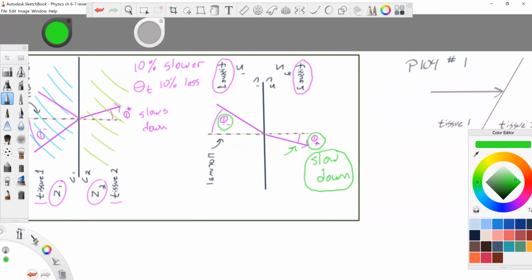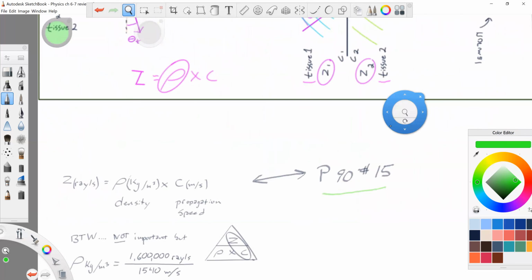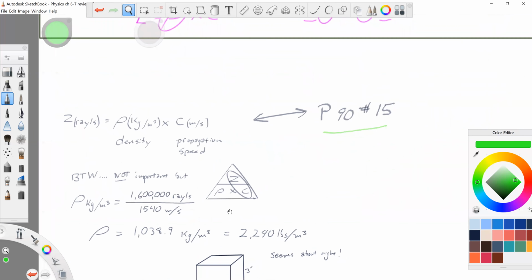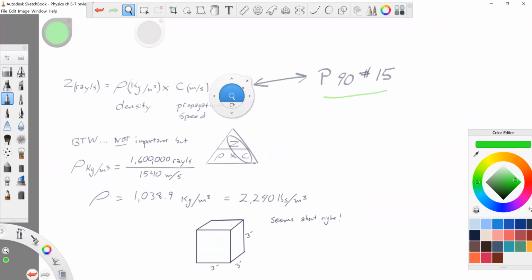Okay, so let's look at some of these. Let's see, page 90, number 15. Two media, A and B, have the same densities, okay? Densities are the same. The speed of sound in medium A is 10% higher than in medium B. So speed of sound is different. In A, it is higher. Okay, apparently that's what I just said with the previous example.